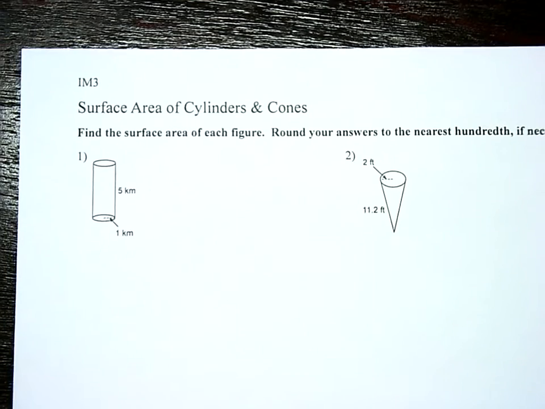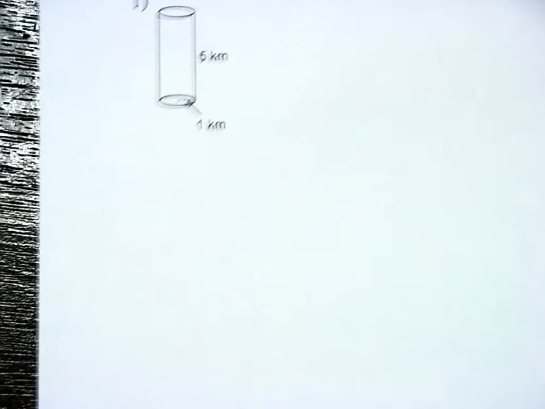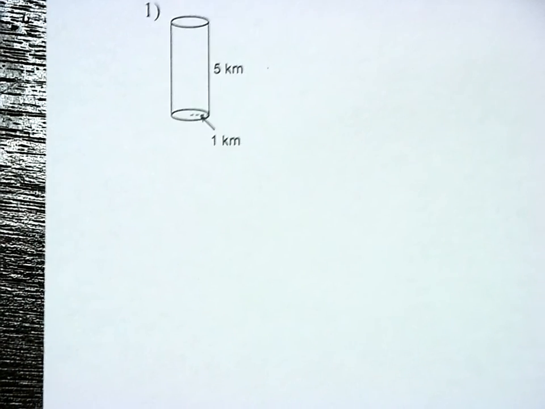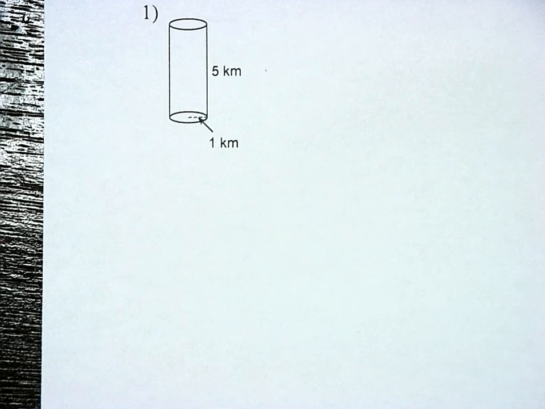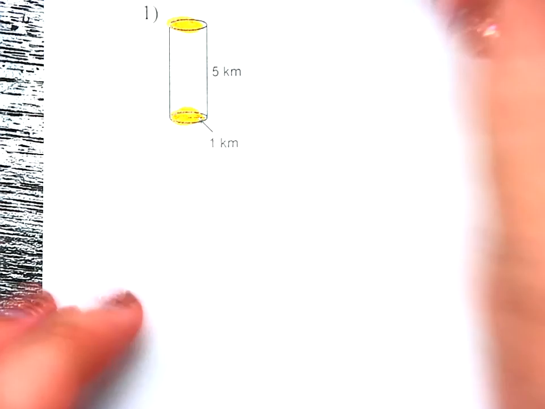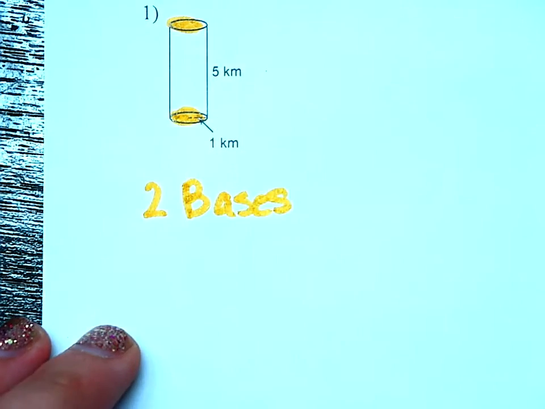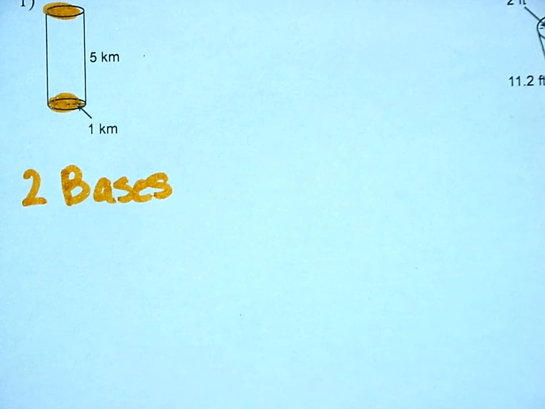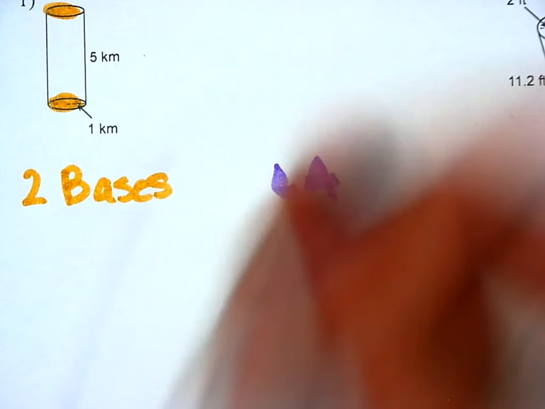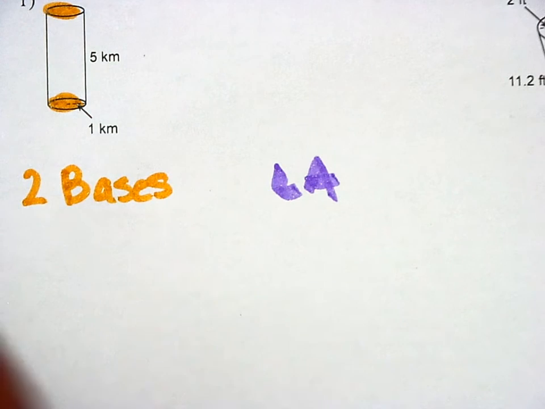We've got a cylinder and cone to start. And a cylinder is our first one. So if it's a cylinder, we have two bases. That's our two circles right here. Okay, so we've got two bases. And then to that, we're going to add our lateral area. Okay, and let me get my pen, we'll get started.